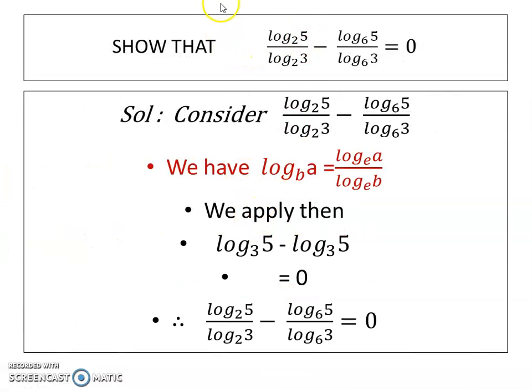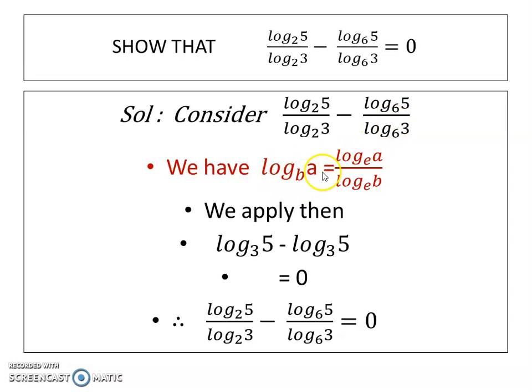Let us try some examples based on the change of base rule again. Show that log 5 to the base 2 upon log 3 to the base 2 minus log 5 to the base 6 upon log 3 to the base 6 is equal to 0. We have to show that this term is exactly 0. We cannot directly cancel, that's why we consider both the terms.